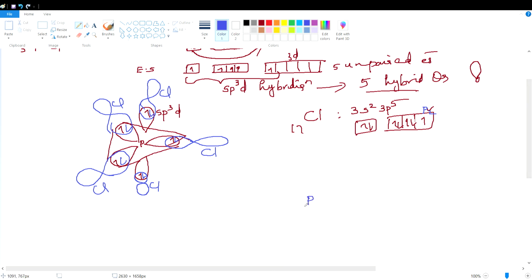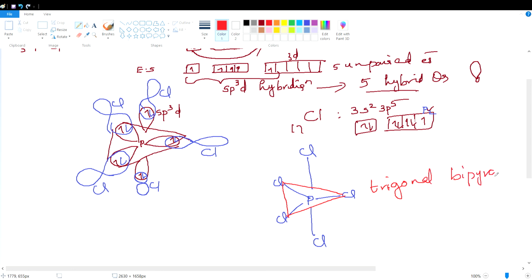Phosphorus is at the center of a triangular plane, with 3 phosphorus-chlorine bonds along the 3 corners of the triangular plane, and the remaining 2, one above the triangular plane and one below the triangular plane, perpendicular to it. So it has a geometry called trigonal bipyramidal geometry.